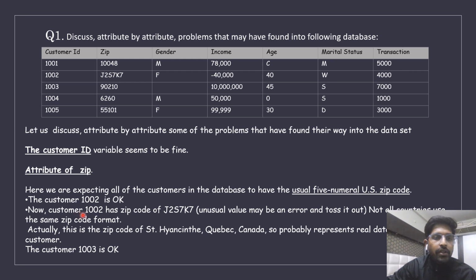Now customer 1002 has a zip code of J2S7K7, which is an unusual one, but we can't consider it an error because it may be from international orders. As we can see, it is a zip code from Canada, so it can be a problem for the database. Similarly, customer 1003 is also fine.